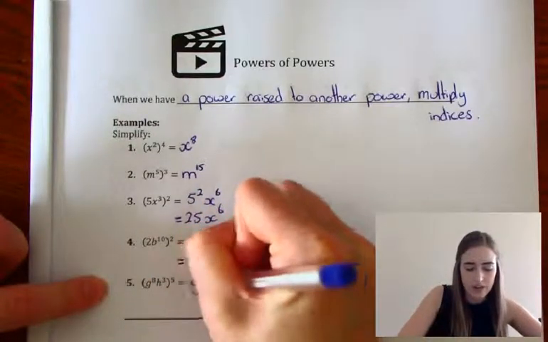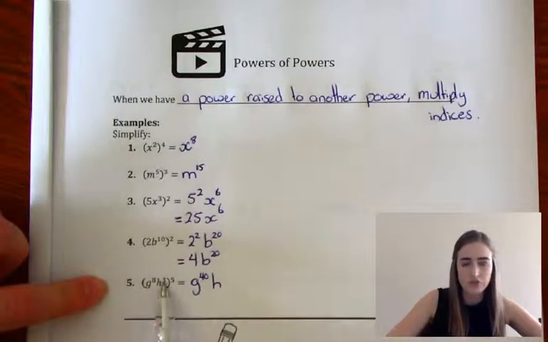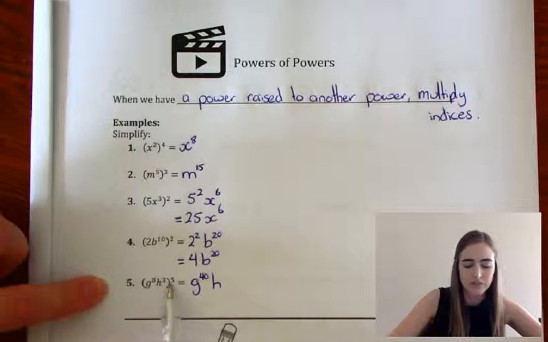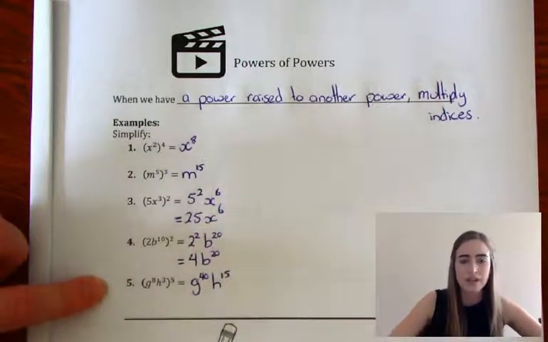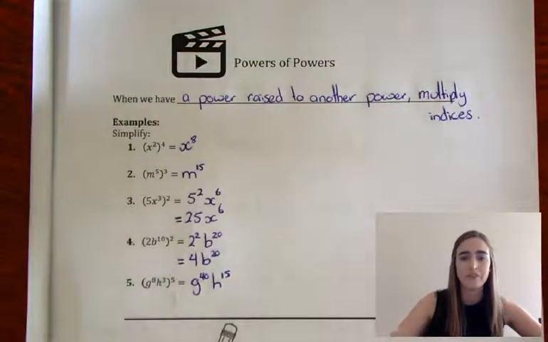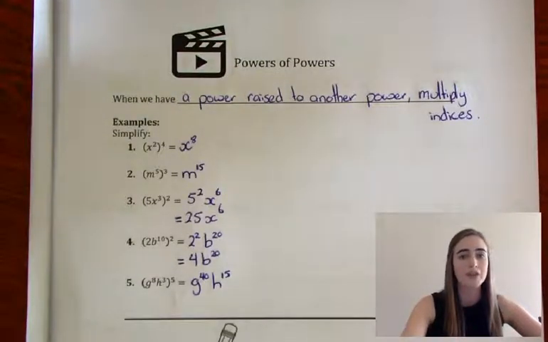And then we've got our h. We've got h cubed to the power of 5, so we're going to multiply our powers there. So 3 times 5 is 15. So we'll end up with g to the power of 40, h to the power of 15. So that's a few examples of powers of powers.